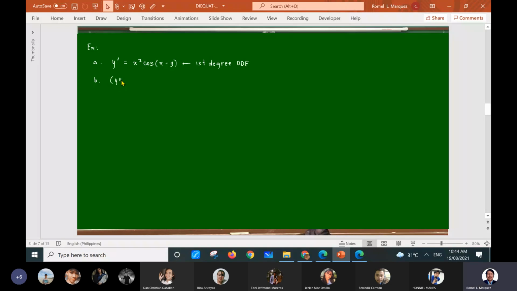What about if I have y triple prime raised to, let's say, 4, and then minus 4 y double prime, and then plus 5 y prime, quantity to the 6 plus y is equal to 0. What about this, guys? What can you say about this? What's the degree? 3.